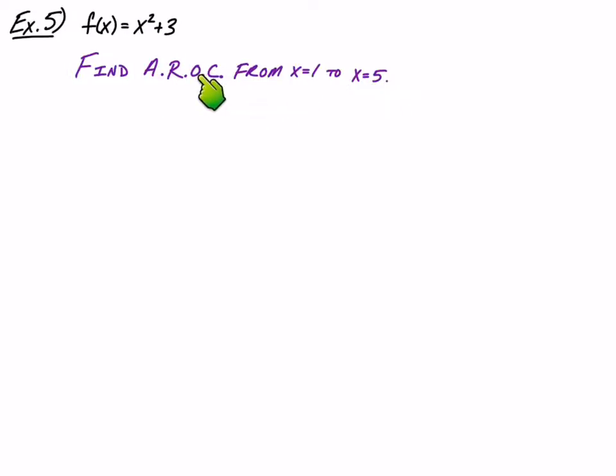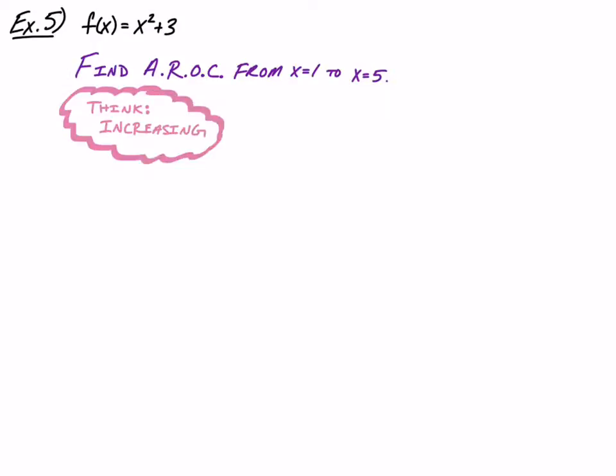But to have slope, you need an xy coordinate point. Right now we only have half a point here and half a point here. We have to get those full coordinate points out. So let's think it's increasing, right?